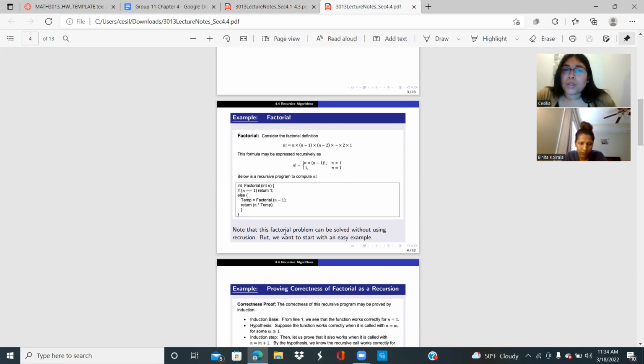So note that this factorial problem can be solved without using recursion, but we want to start with an easy example. I mean, it was easy.